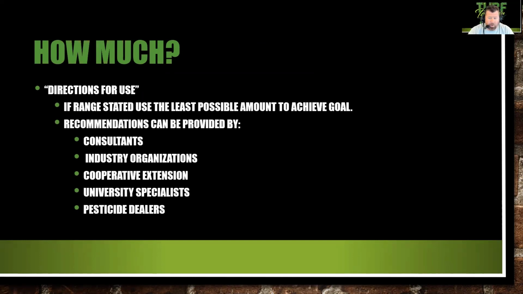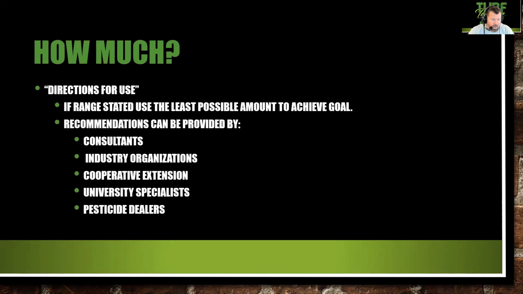How much? Our directions for use. If a range is stated, always use the least possible amount to achieve the goal. So if it's 3 to 5 ounces, you would go with 3. The recommendations can be provided by consultants, industry organizations, cooperative extension, university specialists, and pesticide dealers.